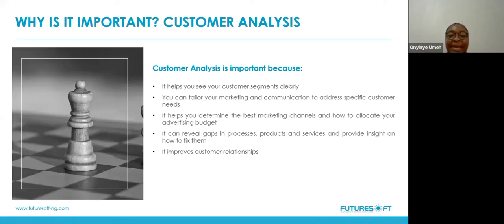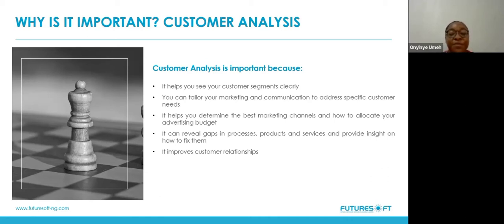You can also target your marketing and communications to address very, very specific needs of your customers, because that's how you sell to them, because you know what they need and you know what they want, you know what they expect. Because of that, you're able to tailor your communications, your marketing, your adverts, anything that you put out, specifically for the people that you're trying to reach. You would also be able to determine the best channels to market your goods and your services, and just the best channel to exist as a business, because that's where your customers are.